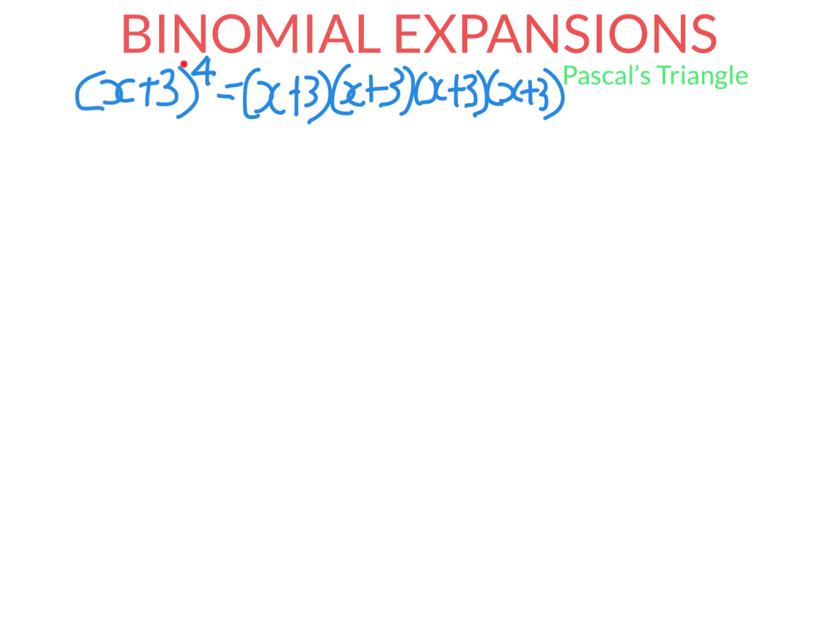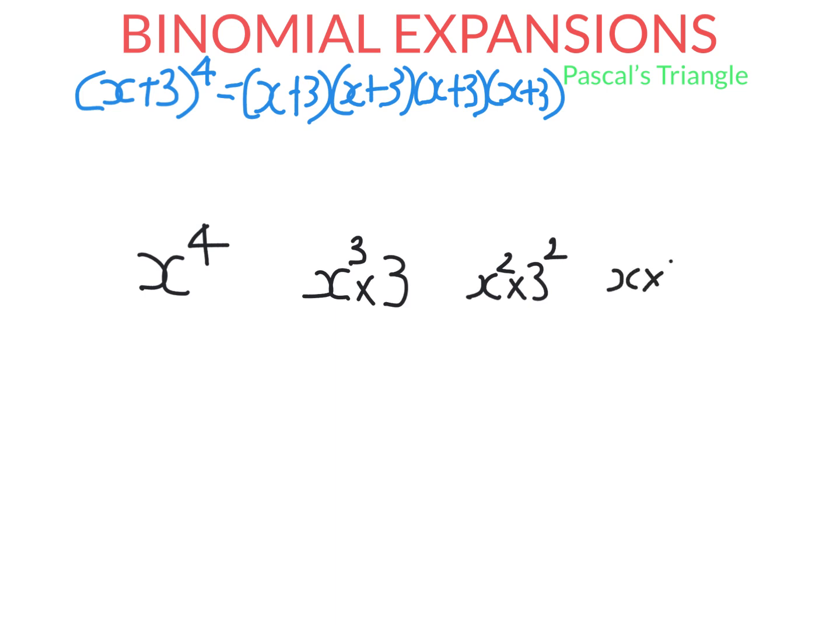Now note, any term in this expansion will involve multiplying 4 of these things together, a combination of x's and 3's. So there's going to be a term that's just x to the power of 4. There's going to be a term that's x cubed times 3. There'll be one that's x squared times 3 squared. Notice here that each time the powers add up to 4, and that's of course no coincidence. They add to 4 because the power of the original expansion was 4.